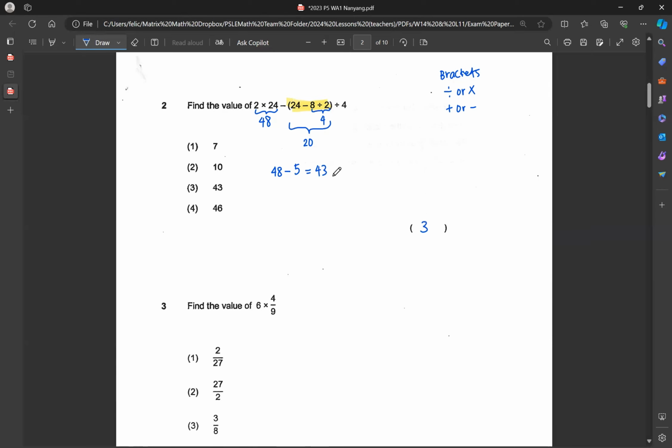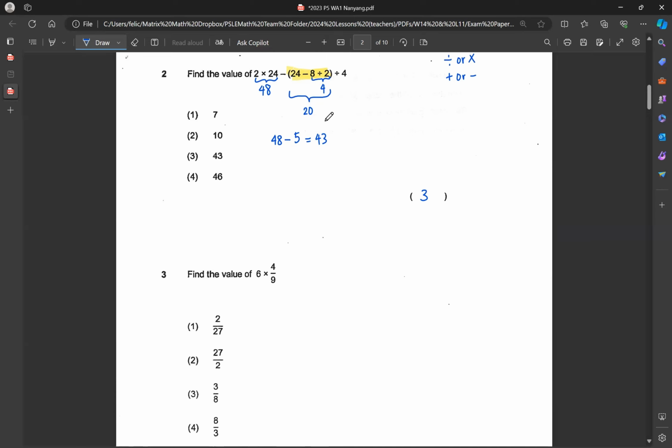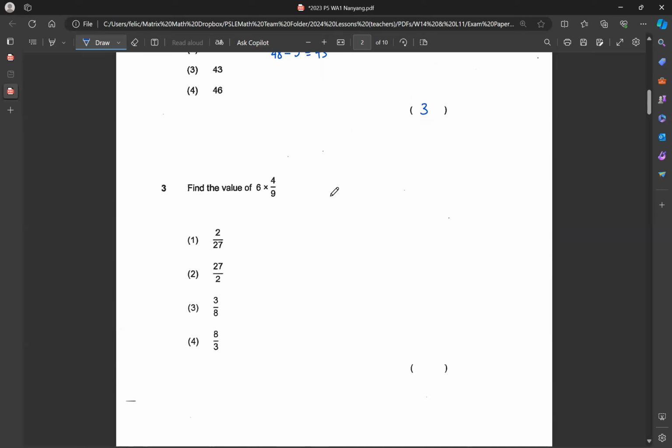All right. Okay, for the next one, find the value of 6 multiplied by 4 over 9. Now, 6 times 4 over 9, how do we do this? I'm going to show you 2 methods. The first method, as some of you have learned before, is the diagonal cancellation method. I call it diagonal cancellation because you're looking at the numbers diagonally, 6 and 9.